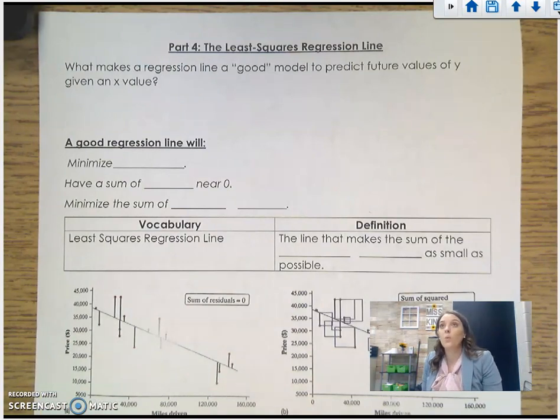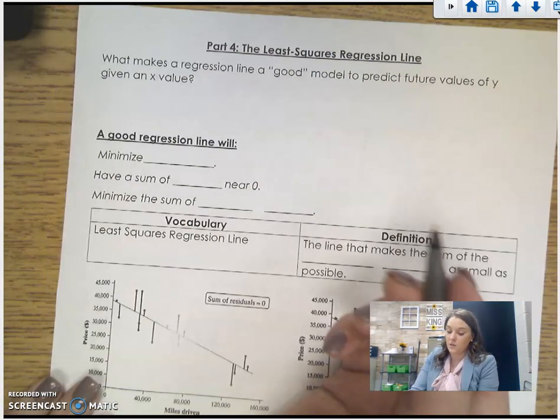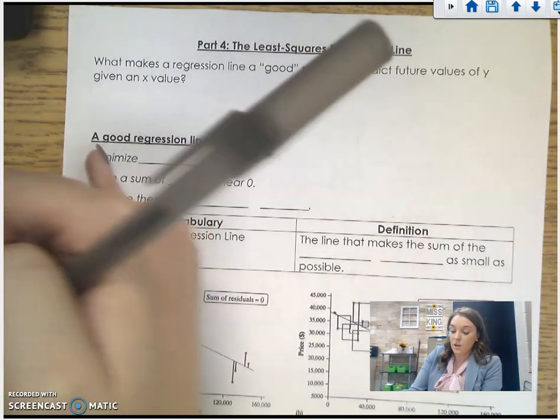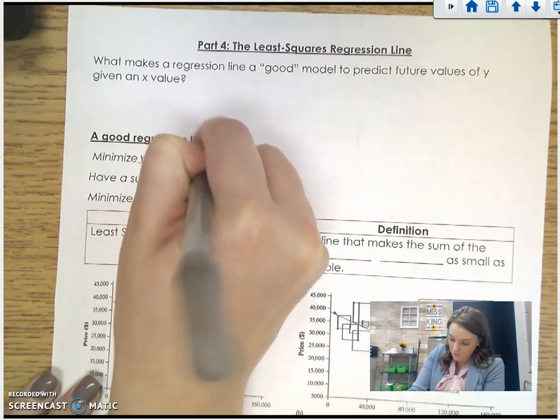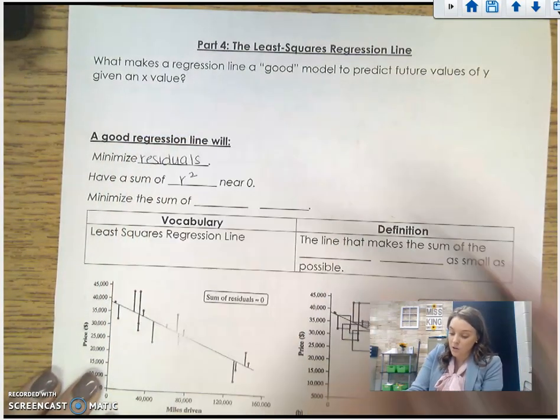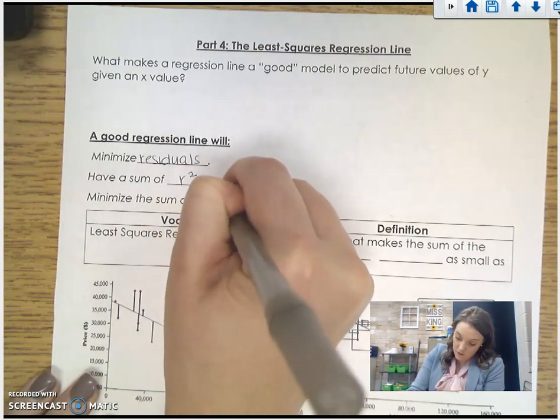So when we were talking about residuals, we were talking about the difference between your actual and your predicted. And theoretically, you want this value to be as small as possible. You want it to be 0 because you want your predicted value to be equal to your actual value. So what makes a good model to predict future values of y given an x value? So a good regression line will minimize your residuals. It will have a sum of residuals near 0, and it minimizes the sum of squared residuals.